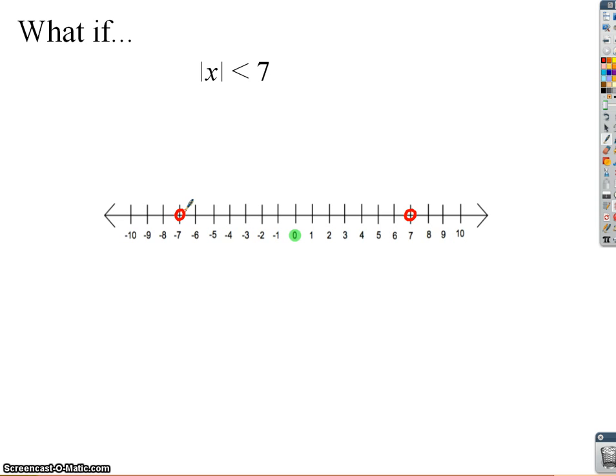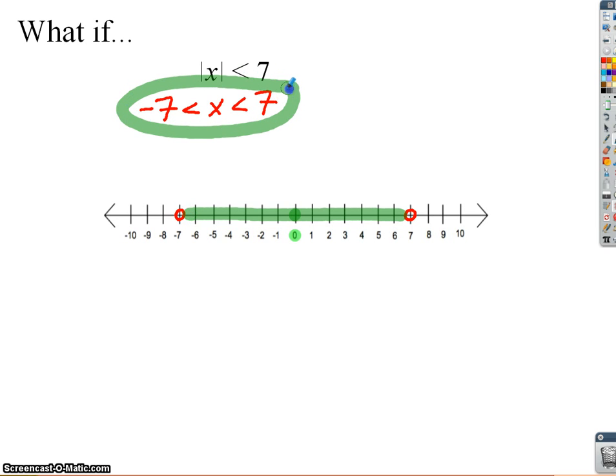If you think about this, x has to be less than 7 places away from 0. But at the same time, it has to be more than negative 7, right? So really what happens here is it has to be somewhere between 0 and 7 and 0 and negative 7. Well, this is described with this. So the absolute value of x, which is less than 7, has to be more than negative 7, but less than 7. It has to be between those 2 points. Okay, well, hopefully that makes some sense.